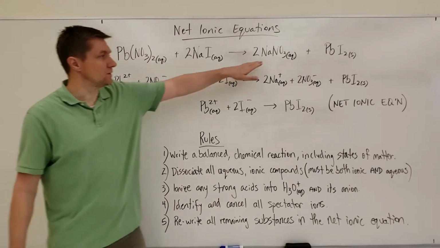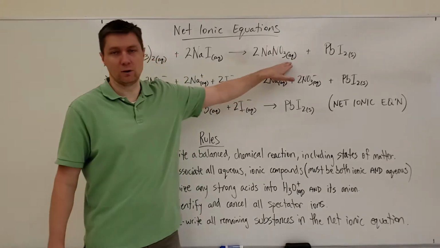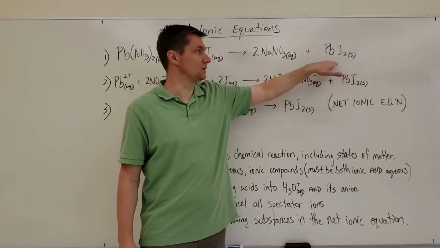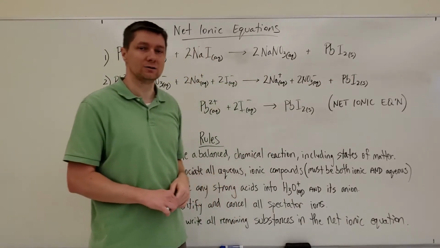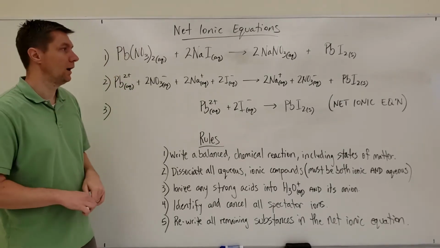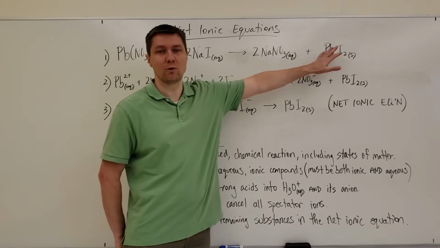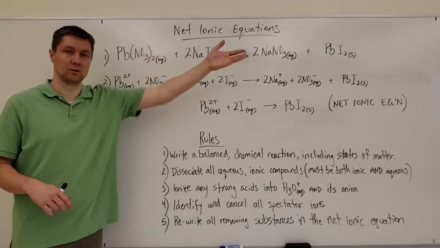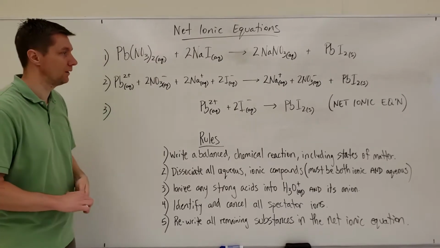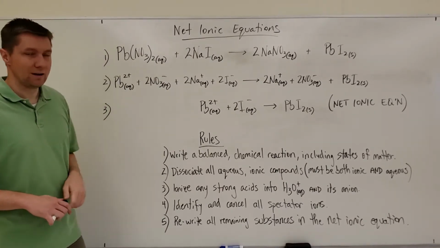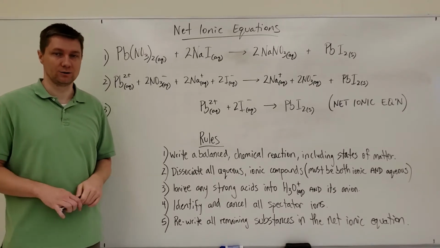Then we've got these compounds over here, and I've identified whether they are aqueous or not. You can see that this compound, lead(II) iodide, turns out to not be soluble in water, so we call that a precipitate. This is a really bright yellow precipitate that we get on the product side when we mix these two substances together. So here are the rules that I've written down on how to write net ionic equations.